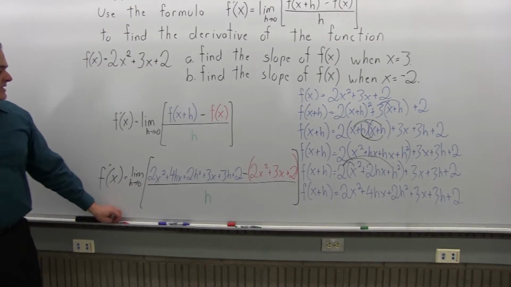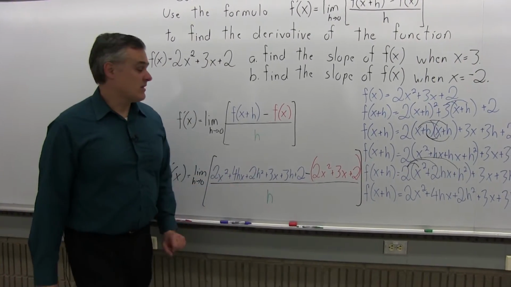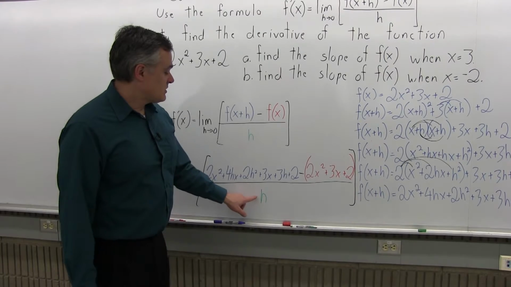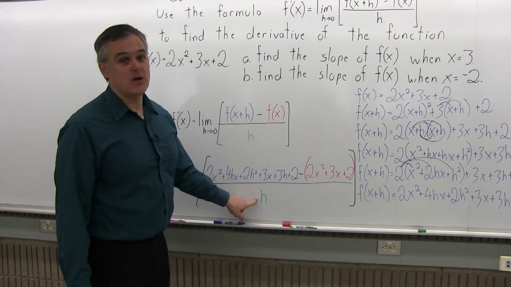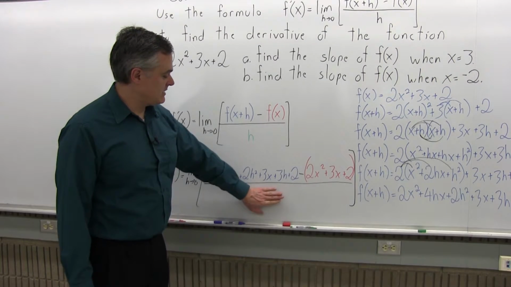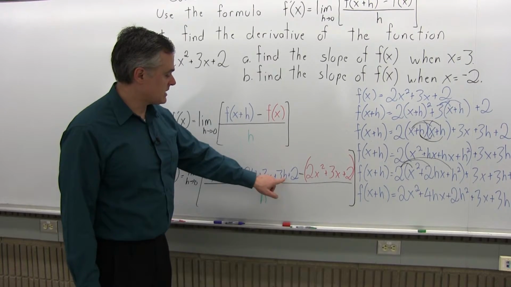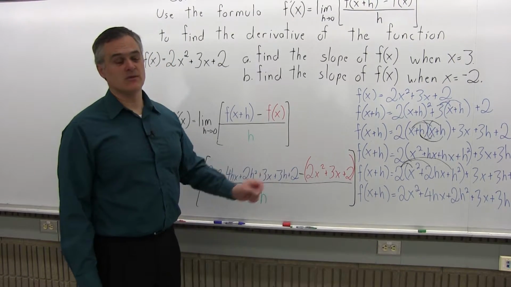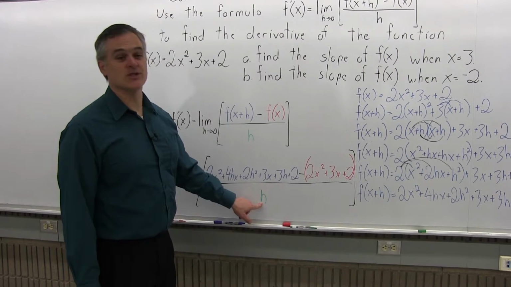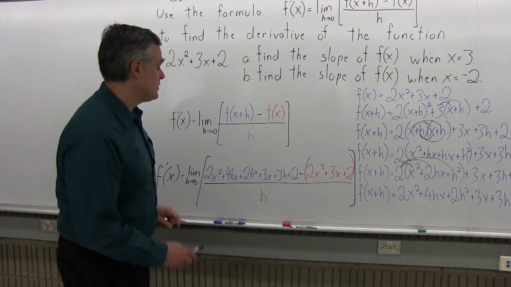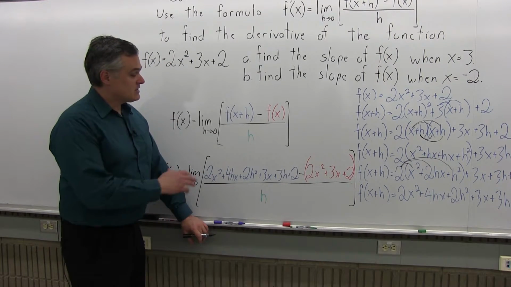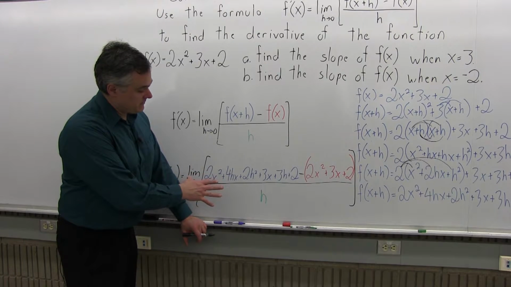And that's what we have to take the limit of as h approaches 0. And as with these others from this section, the problem is the h in the denominator. If I didn't have that h in the denominator, I could just start putting in zeros for h and see what would happen. But when I have an h in the denominator, the answer is undefined. So the process is to cancel whatever does not have an h in the numerator.